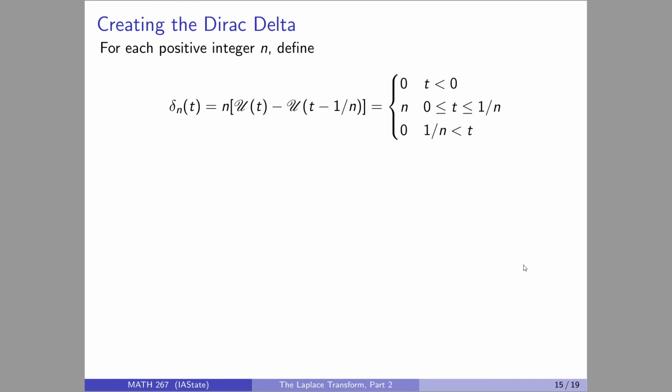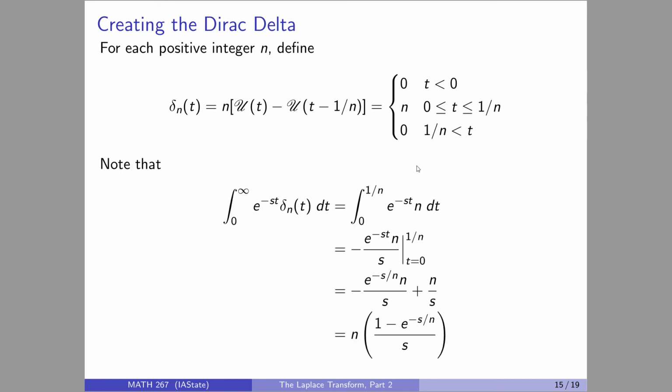The first thing we're going to do is, for each positive integer, define the function delta sub n to be the following: n times the unit step function minus the unit step function shifted by 1 over n. The right way to think of this is that it's basically just a rectangle with width 1 over n and height n, so it's got overall area 1. When I slap it into the usual Laplace transform, what happens? The only time it's not equal to 0 is from 0 to 1 over n.